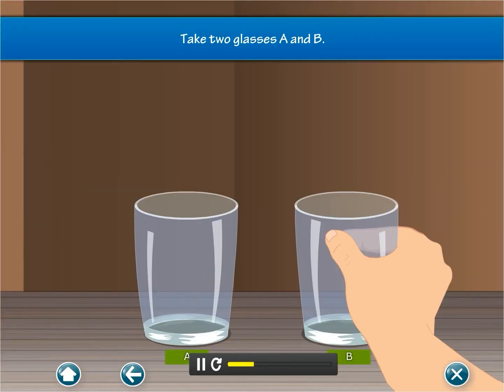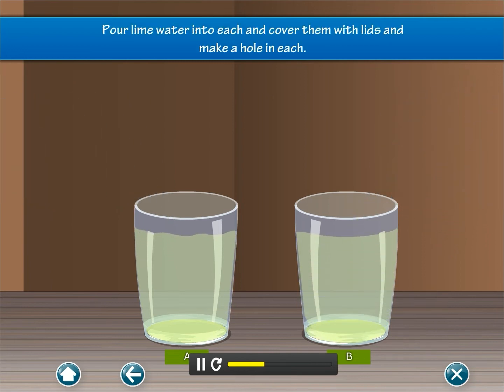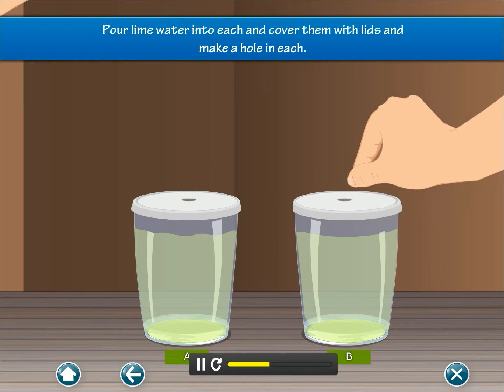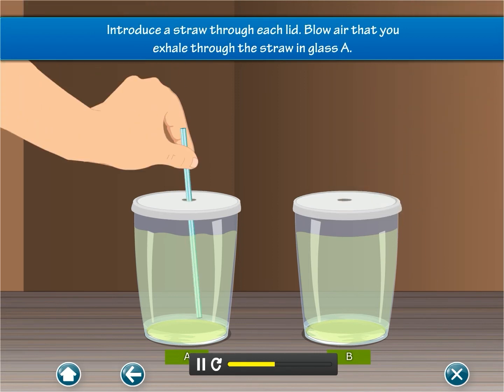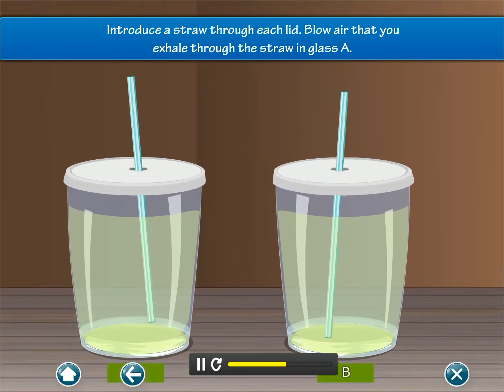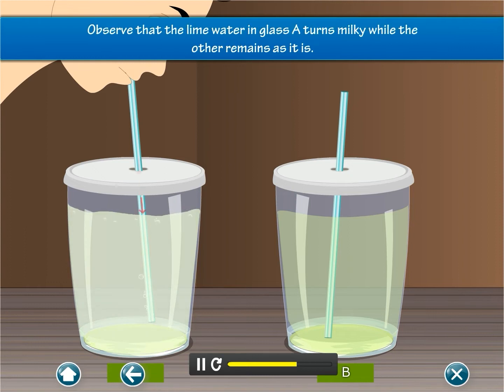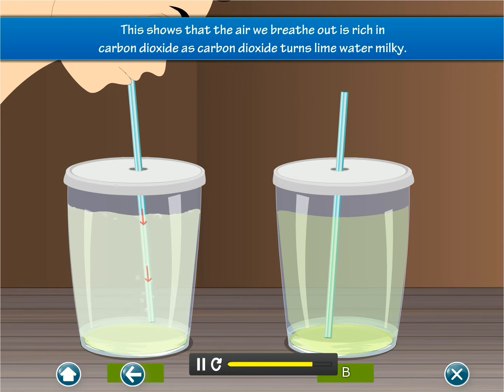Take two glasses A and B. Pour lime water into each and cover them with lids and make a hole in each. Introduce a straw through each lid. Blow air that you exhale through the straw in glass A. We see that the lime water in glass A turns milky while the other remains as it is. This shows that the air we breathe out is rich in carbon dioxide, as carbon dioxide turns lime water milky.